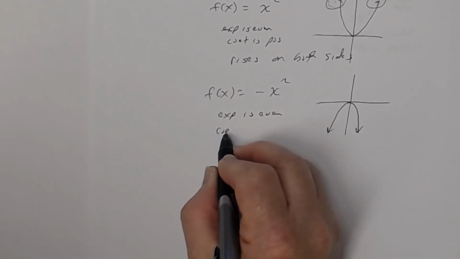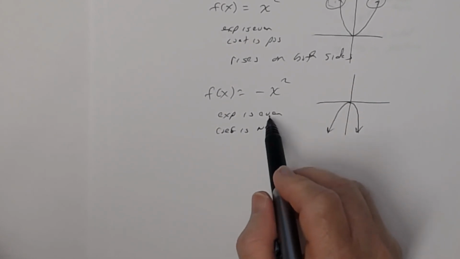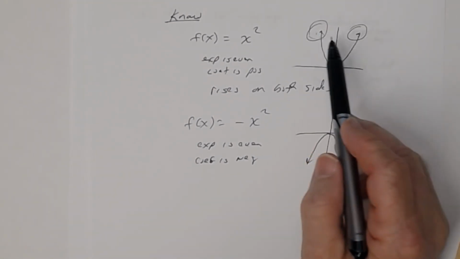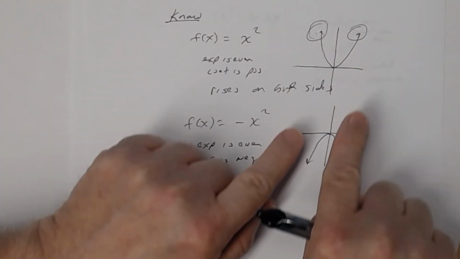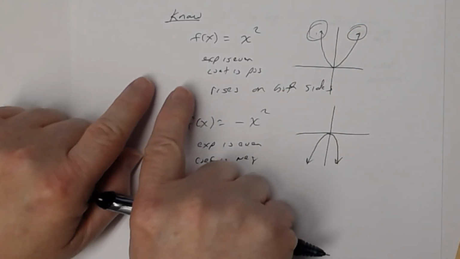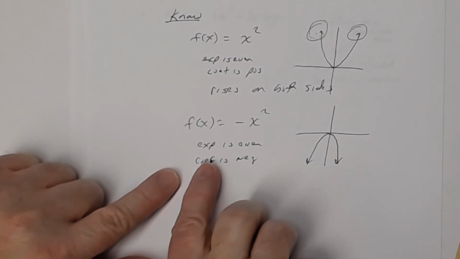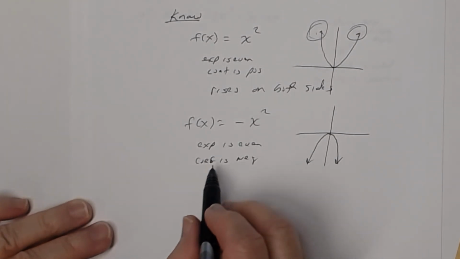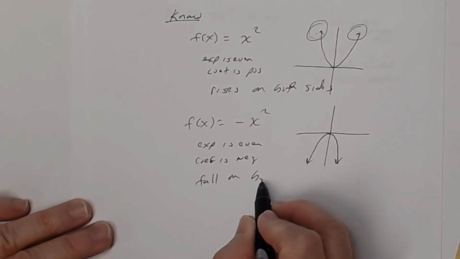So the coefficient is negative. Whenever the degree is even, that means the arrows are pointing in the same direction, either pointing up or pointing down. If the coefficient is positive, they rise on both sides. If the coefficient is negative, they fall on both sides. Okay? So in this case, you'd say fall on both sides.